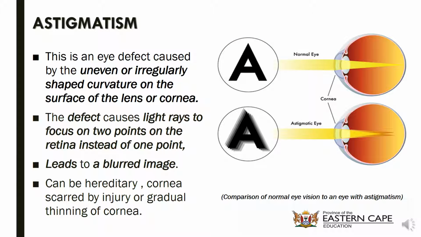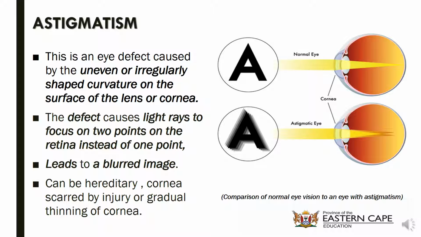The third type of eye defect is that of astigmatism. When we talk about astigmatism, we say that this is a defect that is caused by an uneven or irregularly shaped curvature on the surface of the lens or the cornea. Remember, the cornea and the lens are two important parts that allow light rays to go in. So what we're talking about is an imperfection of the curvature in your eyes. Either the cornea is curved differently, or the lens is also curved differently in one particular direction.